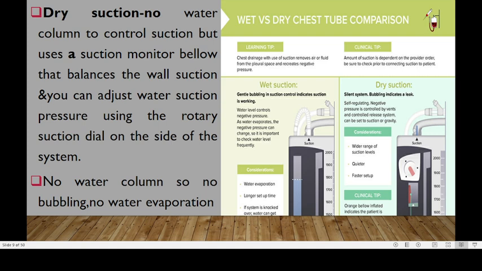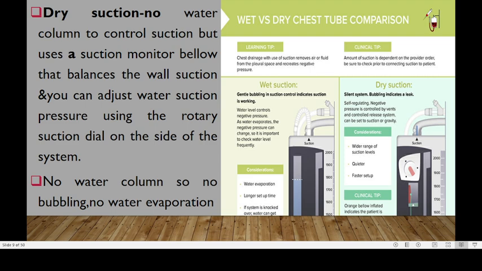The second type of chest tube is the dry suction. In the dry suction, there is no water column as in the wet suction, right? So there's no water column to control suction, but the dry one uses a suction monitor bellow that will balance the wall suction, and you can adjust the suction pressure using the rotary suction dial on the side of the system. So bottom line is you don't have a water column, so no bubbling like the wet suction.